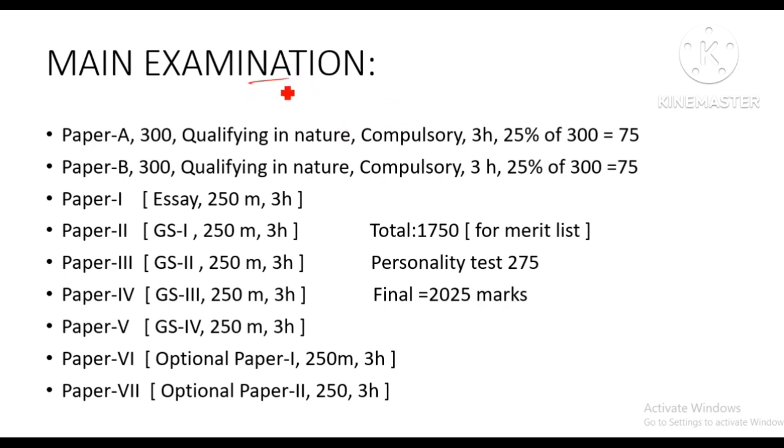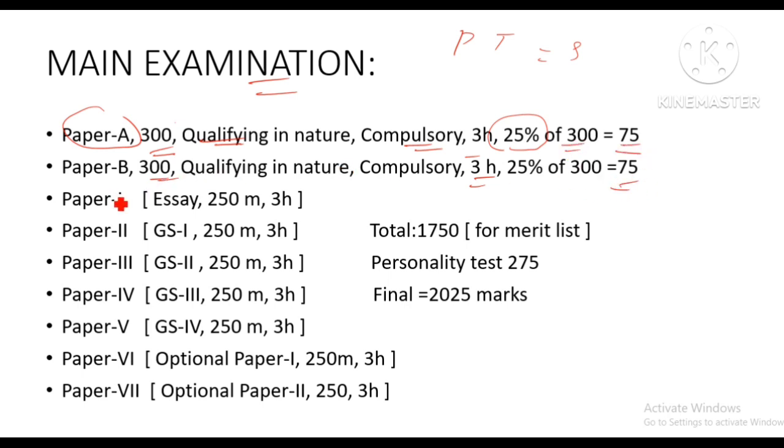Now the main examination. If you qualify in prelims, then you are allowed to write the mains. So the prelim test is just a screening test. The mains exam starts with paper A. Paper A is a language paper. That is qualifying in nature, compulsory. And paper B is also qualifying in nature and compulsory, a 300 marks paper. 3 hours will be given to write, and you just have to score 25% out of 300, that is about 75. And paper B is also the same.